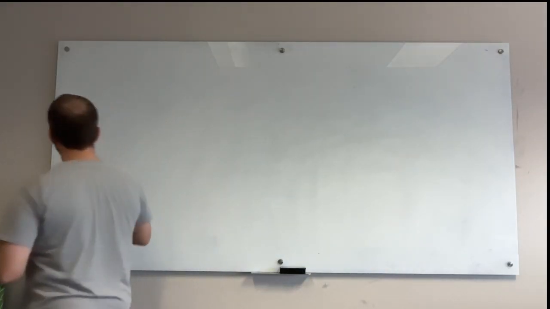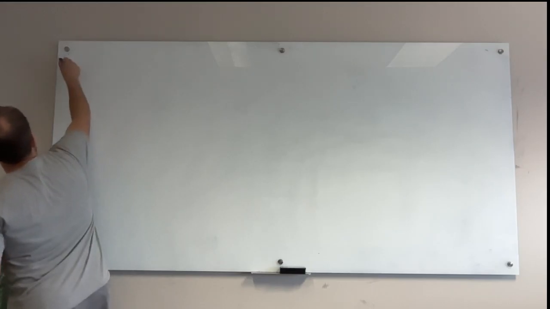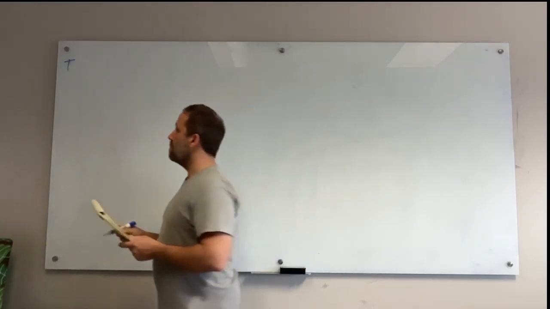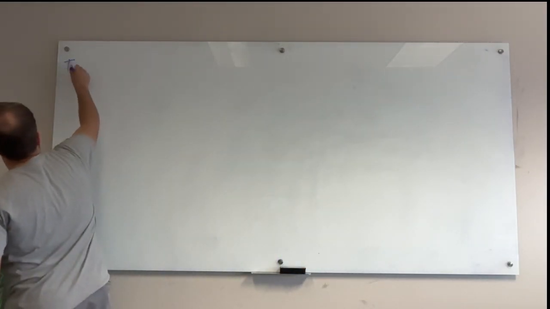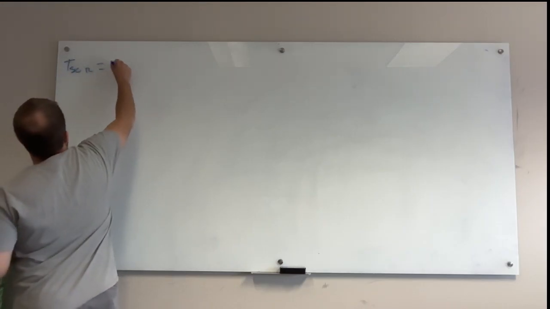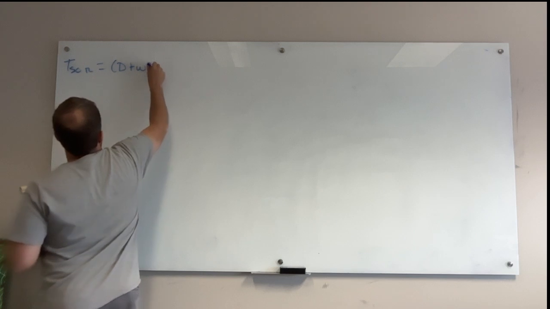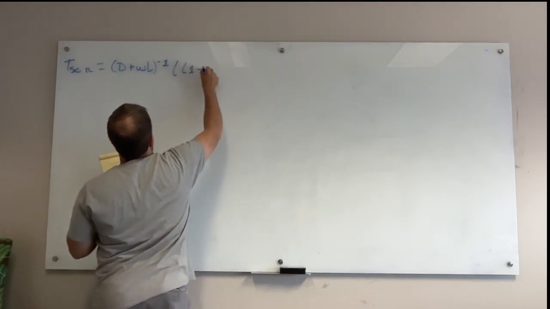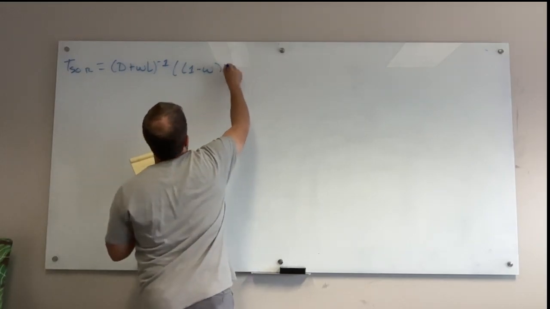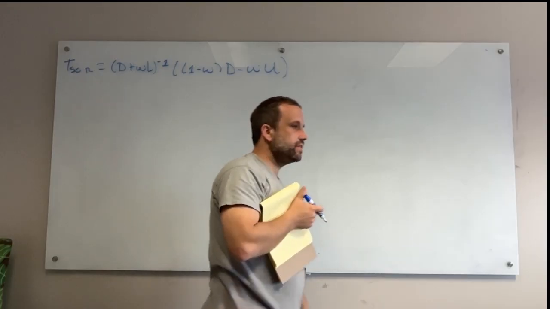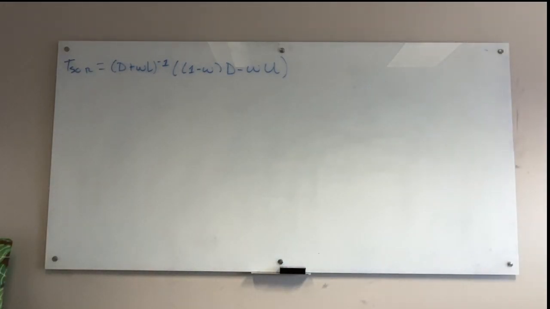So let me remind you that for the SOR method, the iteration matrix, the T matrix that we call it, is (D plus omega L) inverse times ((1 minus omega) D minus omega U). Okay, that is the iteration matrix.